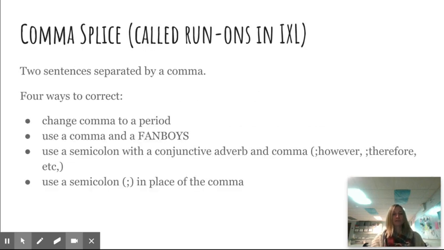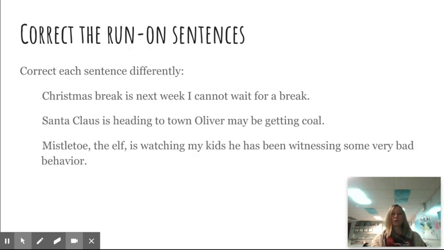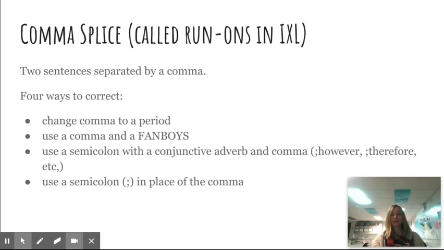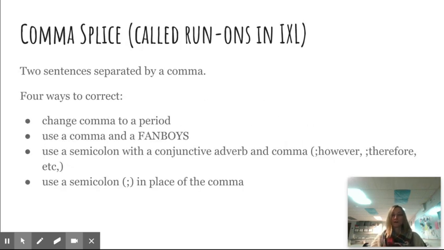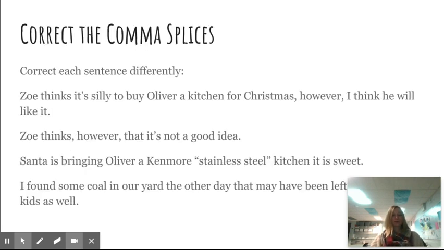So, comma splice, again, same thing, same way. The one thing that you don't want to do with run-on sentences is correct them with a what? A comma, because then you've created a comma splice. So to correct comma splices, you do exactly what you would do with a run-on sentence. Period, comma with fanboys, semicolon with a conjunctive adverb, or a semicolon. Okay? So just some examples of comma splices. This first one is actually kind of hard, just because it looks right.